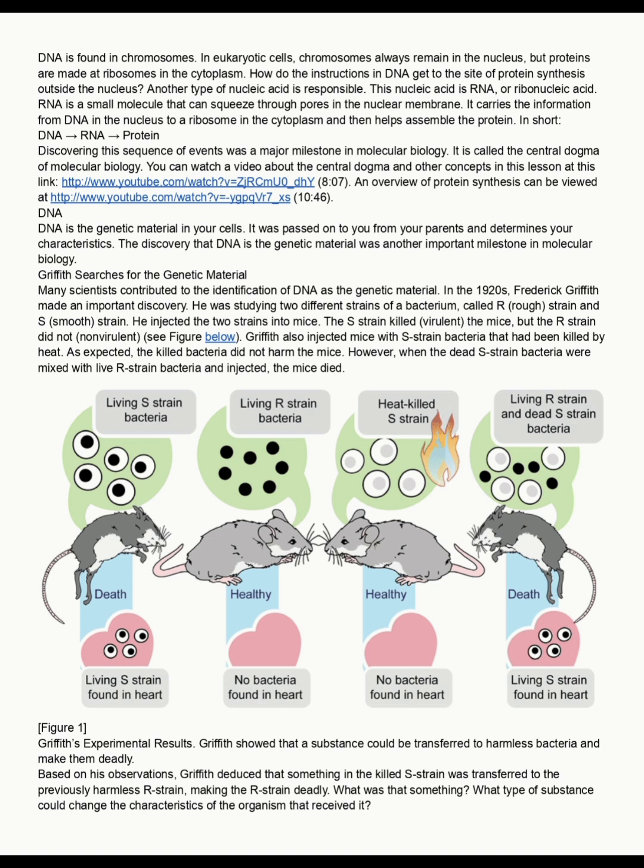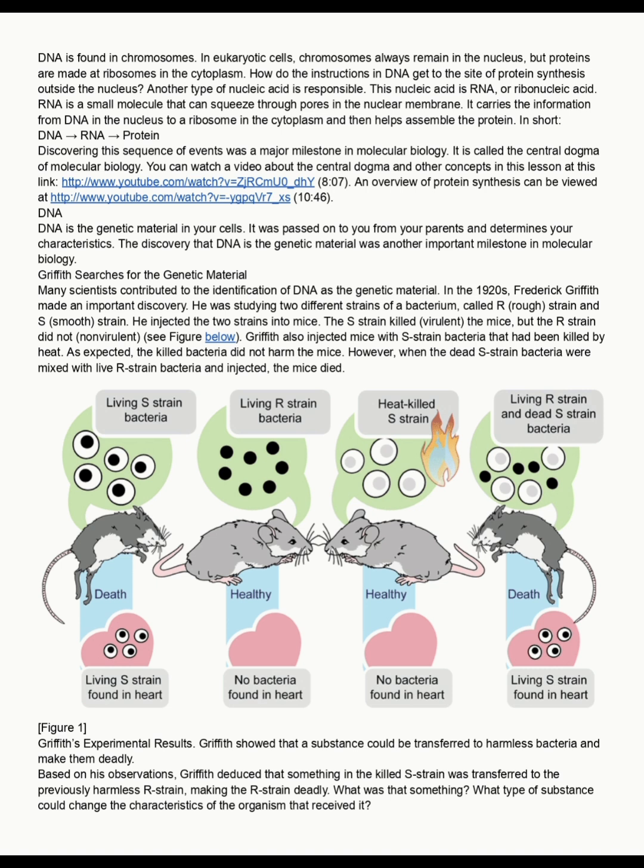DNA. DNA is the genetic material in your cells. It was passed on to you from your parents and determines your characteristics. The discovery that DNA is the genetic material was another important milestone in molecular biology. Griffith searches for the genetic material. Many scientists contributed to the identification of DNA as the genetic material.